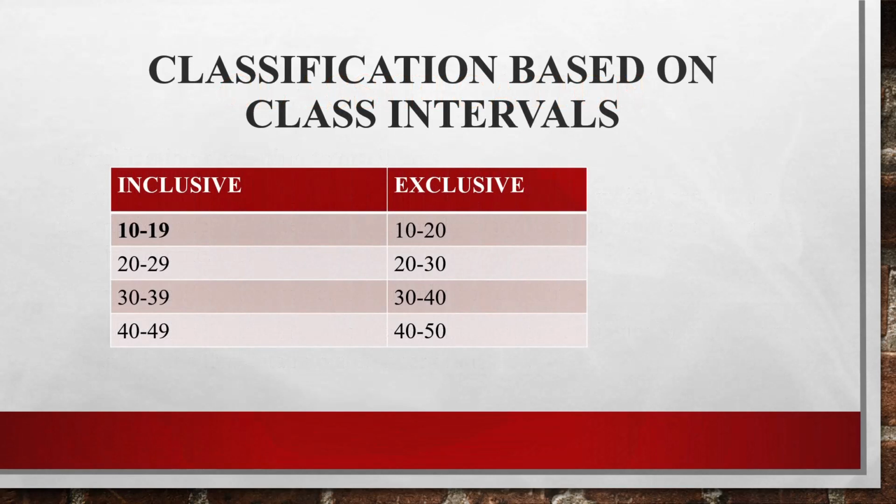Then classification on the basis of class interval means that we can represent the data in class intervals also. For that we can use inclusive class or exclusive class. As you know, in inclusive class, the upper limit of the first class will be included in that class itself. In this case, the first class is 10 to 19. The 19 comes in the first class itself, 29 comes in the second class itself. But in the case of exclusive class, the upper limit of the first class will be the lower limit of the next class. Here, the 20 will come in the next class. You have learned that in your previous classes.